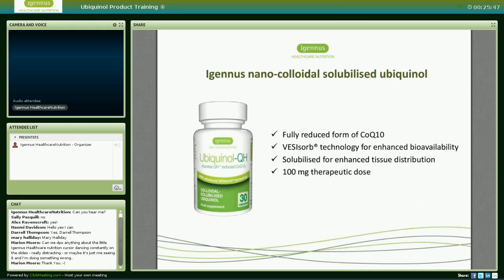So here we introduce our new product, Ubiquinol QH. It's our fully reduced form of coenzyme Q10, so it's ubiquinol. We have our VESIsorb technology for enhanced bioavailability, and it's solubilized for enhanced tissue distribution, and the capsules come in doses of 100 milligrams, which is considered to be a therapeutic dose, and can achieve plasma levels much higher than standard solubilized or non-solubilized ubiquinol and ubiquinone products.